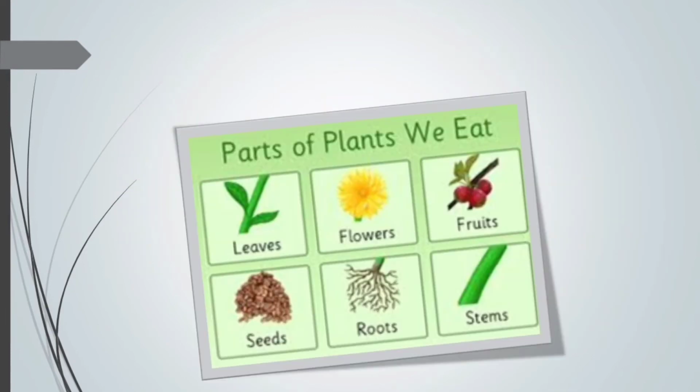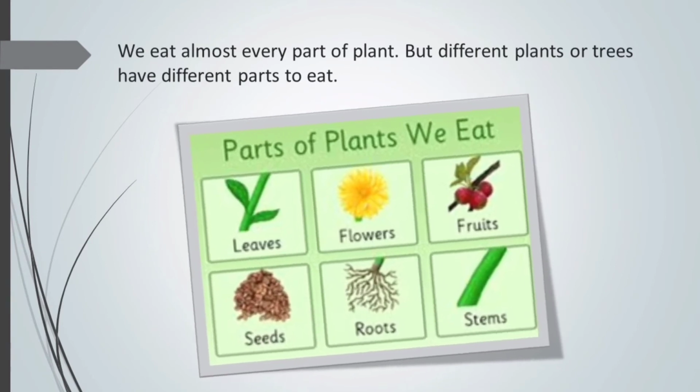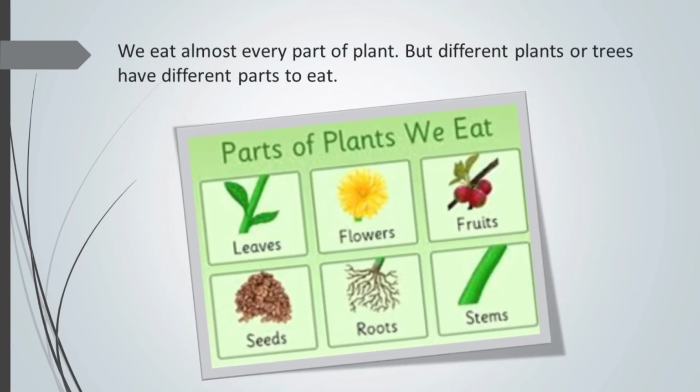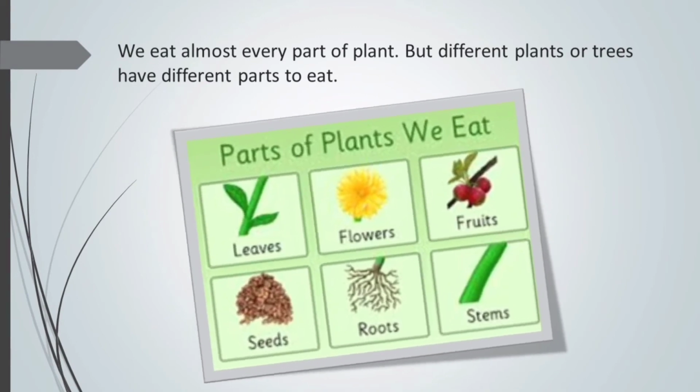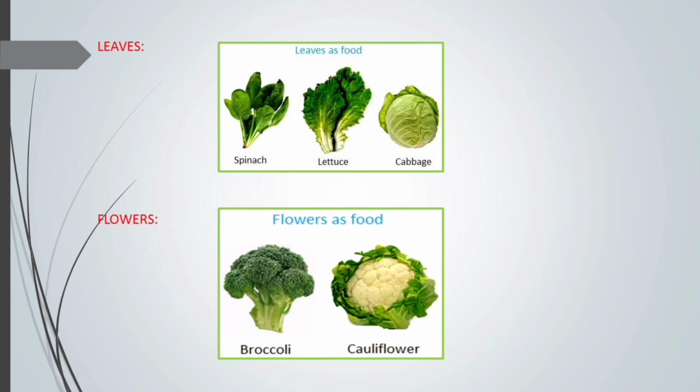We eat almost every part of a plant, but different plants or trees have different parts to eat. We eat the leaves, flowers, stem, and root of a plant. So let's see what the examples are. As a stem of a plant, examples are sugarcane and bamboo shoots, and for roots we eat beetroot, radish, and carrot. And for leaves, examples are spinach, lettuce, and cabbage. For flowers, broccoli and cauliflower.